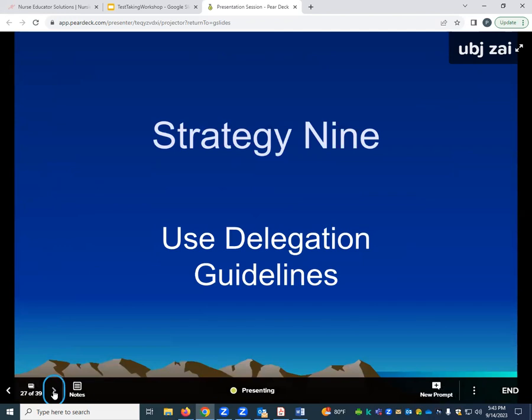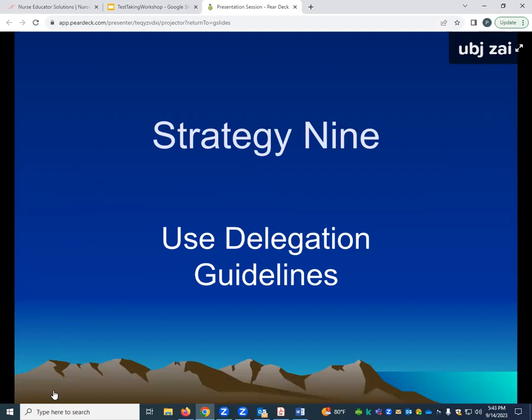Use delegation guidelines. And you're going to have a lot of information as you go through the program talking about delegation. The RN is responsible for the nursing process. So initial assessments have to be done by the RN. The RN has to set up the plan of care, including setting up teaching plans of care.